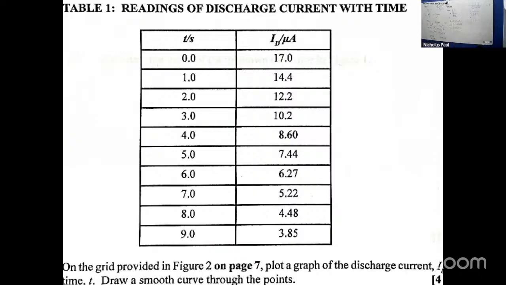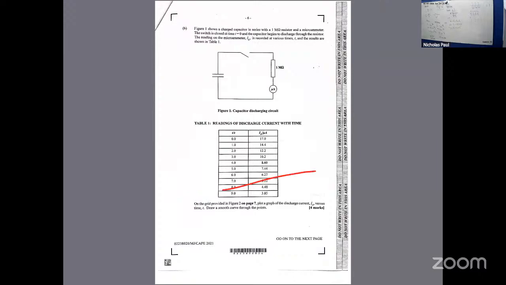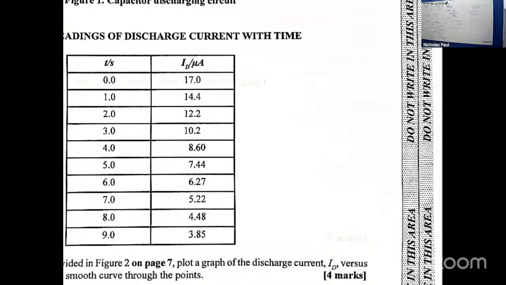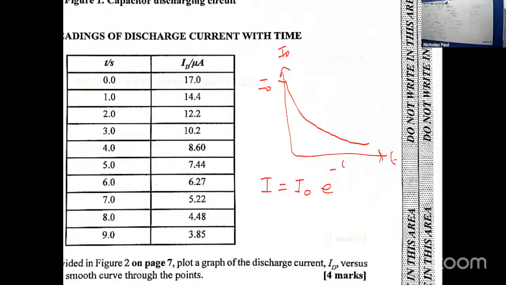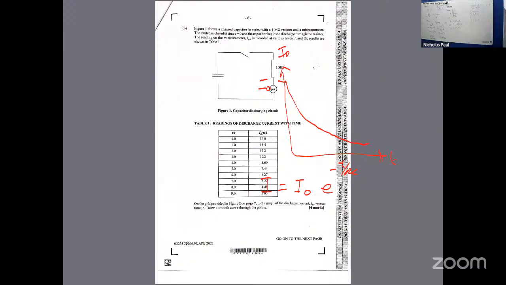Right, so you know what the shape looks like, right? Remember that discharging graph? So the graph looks like this. What's the formula again for discharging? I is equal to what? I naught e to the minus t on RC. Alright, so you know what your graph looks like. Let's go to the next part now.